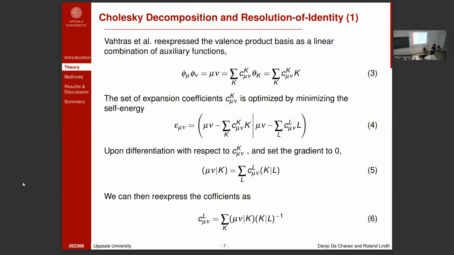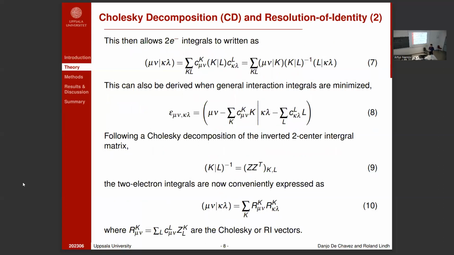So it's easy from 5 to 6. It's easy to get the coefficients starting from 5 just by multiplying by the inverse of your 2-center integral KL, which is given as equation 6. This allows us to write your two electron integrals as equation 7. And then I'd just like to note that you could also optimize the coefficients between your auxiliary functions with respect to general interaction. So following a subsequent Cholesky decomposition, you could rewrite your two electron integrals as equation 10, where R are just your Cholesky vectors.